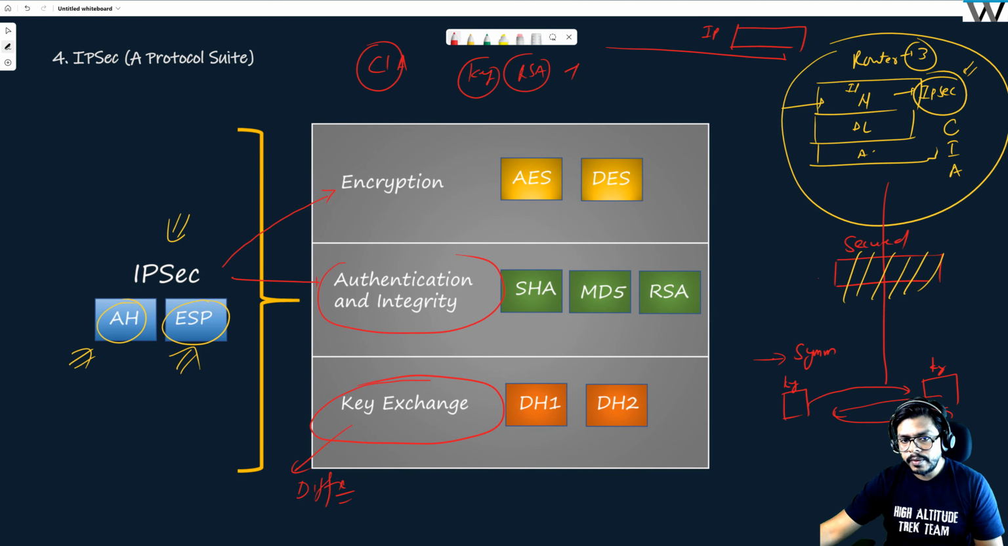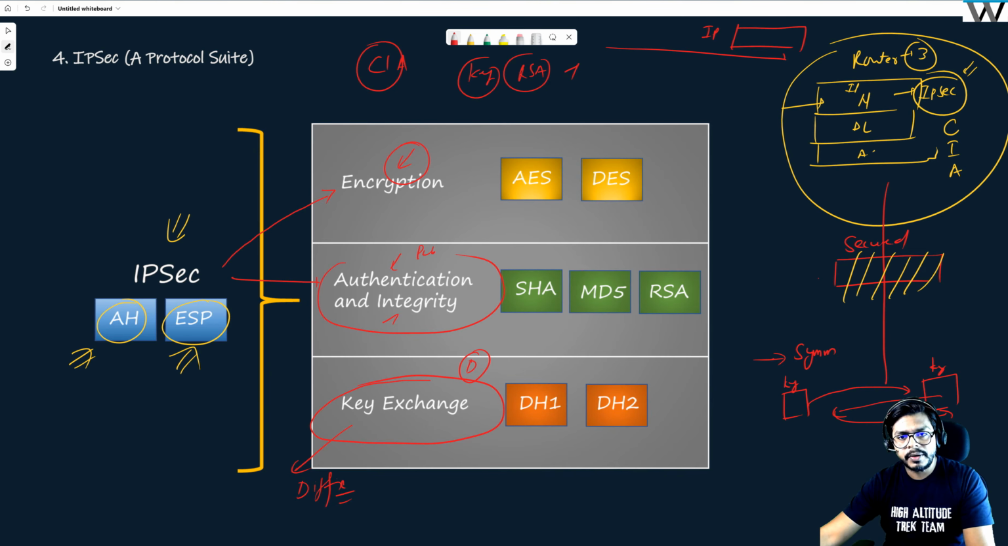But here we are using RSA, the public key or private key, for authentication and integrity, and encryption for providing confidentiality. But for doing that key exchange, we are not using RSA. As I mentioned, we are using Diffie-Hellman here, which is considered to be more secure than RSA. Again, the algorithms are going to be the same.